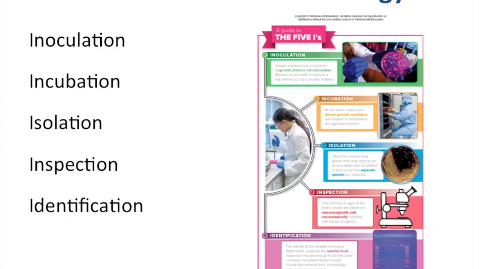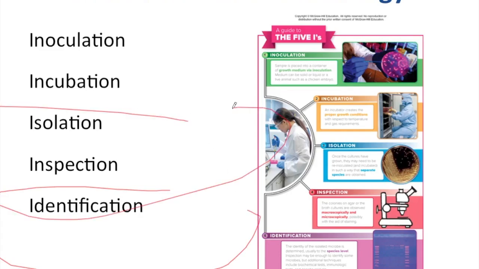So what are the 5 I's? The 5 I's means inoculation, incubation, isolation, inspection, and identification. Okay. Now let's discuss those one by one.